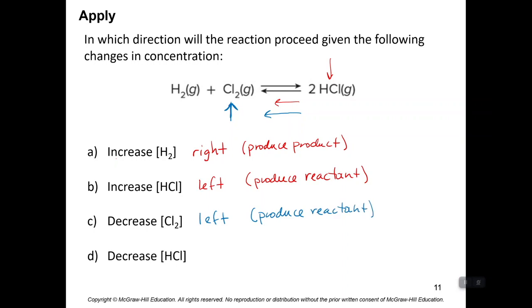Now, what if I decrease HCl? Well, it's the same idea. If I decrease HCl, that means I'm now missing product at equilibrium. So my reaction is going to proceed to the right in order to replenish that HCl that I have removed. So this is going to be to the right. And what that means is that it's going to produce product.